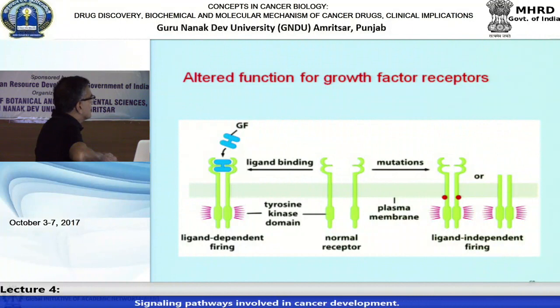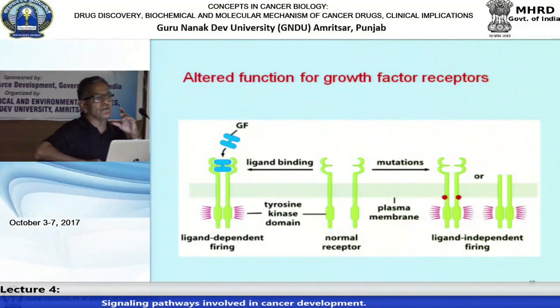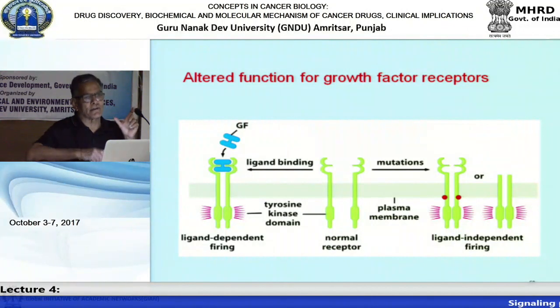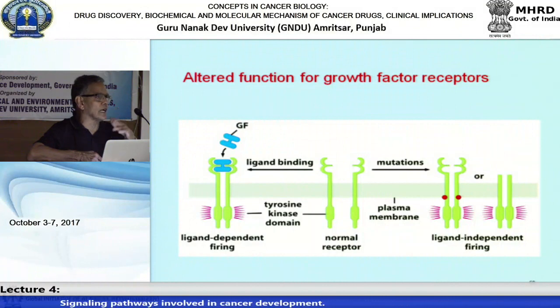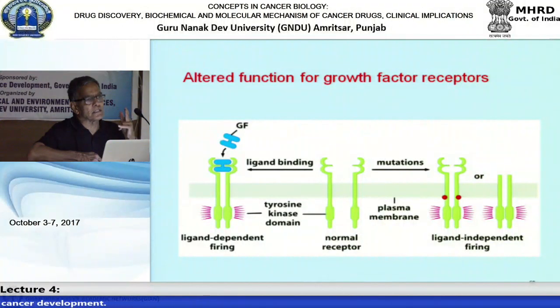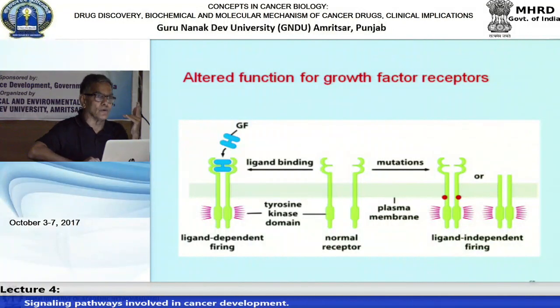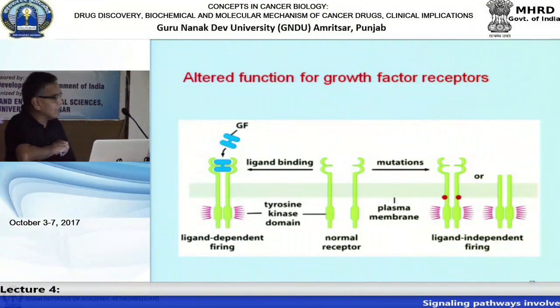If you have a mutation occurring in that, then it does not require the ligand. So now you have a receptor that's autophosphorylating. Normally, the growth factor binds to the receptor, and you have a cascade occurring by phosphorylation through the tyrosine kinase activity. Now sometimes there is a mutation and the growth factor receptor will auto-fire. They will not require the growth factor, and that's an abnormality that can cause cancer. So I'll show you the slide.